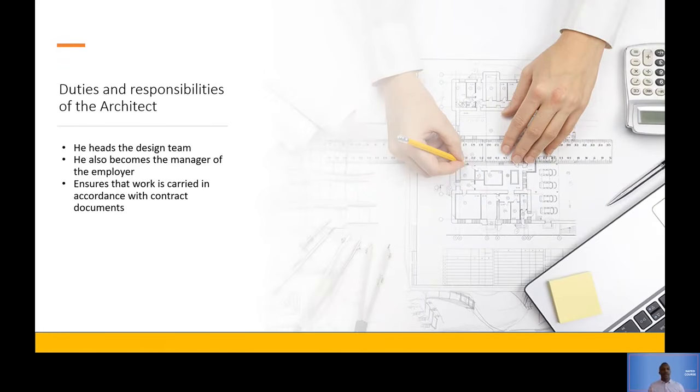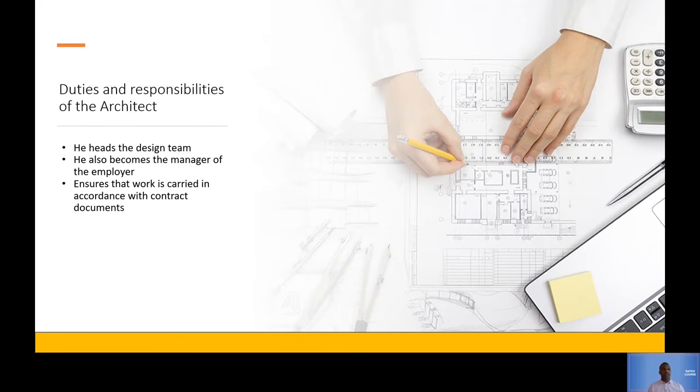Now, because the employer approached the architect first and gave him all the information to design this building, the architect has to be the head of the design team. We will talk about the design team as we go on, because remember, there are also engineers and surveyors involved. All those people form part of the design team. But the architect is the head of the design team.